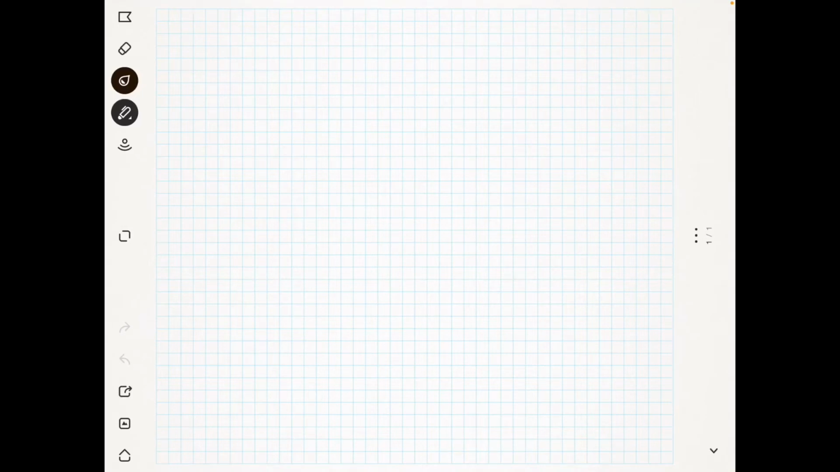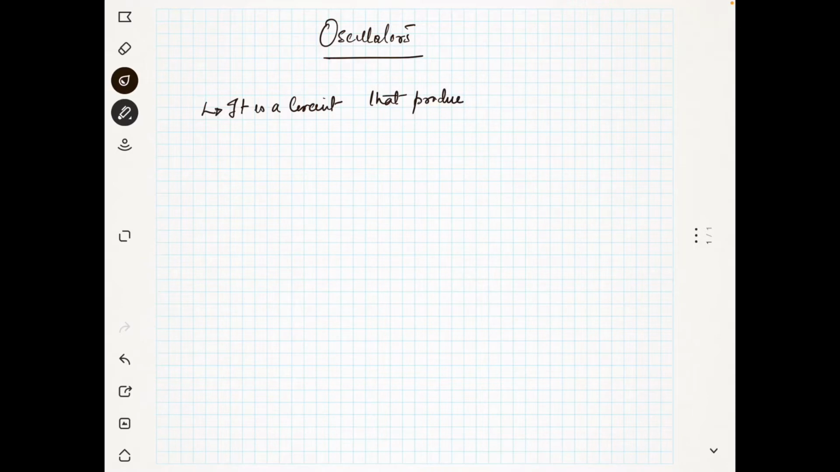So, in the last few lectures, we discussed the filters. Today we will start a new topic, which is the oscillator. So, we will discuss oscillators. What do you mean by oscillator? Basically, it is a circuit that produces a periodic waveform.